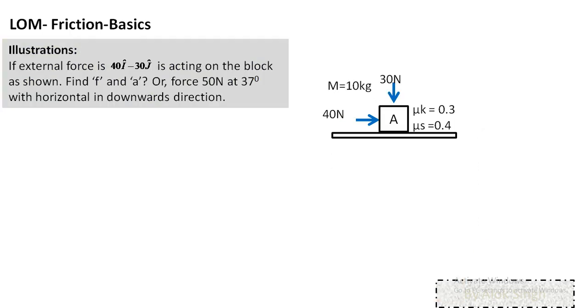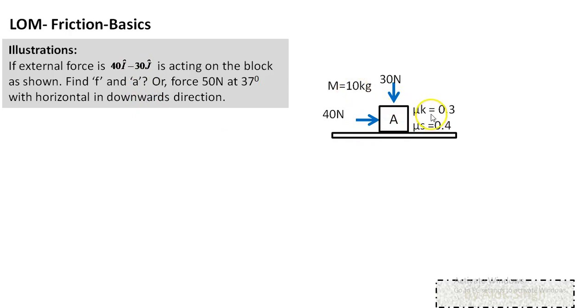Let's take a simple example. An external force equal to 40 i cap minus 30 j cap is acting on the block as shown. So we resolve these forces. X component is 40, Y component is minus 30, or 30 Newtons downwards. We need to find what is the friction force acting and what is the acceleration of the block. This force of 40i minus 30j could also have been given as a force of 50 Newton at 37 degree with horizontal in downward direction. Both are the same thing.